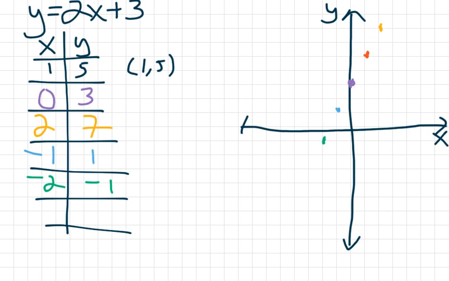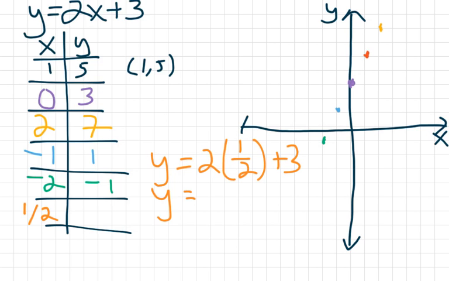Now, what I want to emphasize, I'm going to do one more, or maybe two more, is that you're not restricted to the integers. We tend to shy away from fractions, but fractions work as well. So we'll do, say, the number 1/2. If x is equal to 1/2, then I will plug in 1/2 for x. 2 times 1/2 is 1, and 1 plus 3 is 4. So when x is 1/2, y is 4.